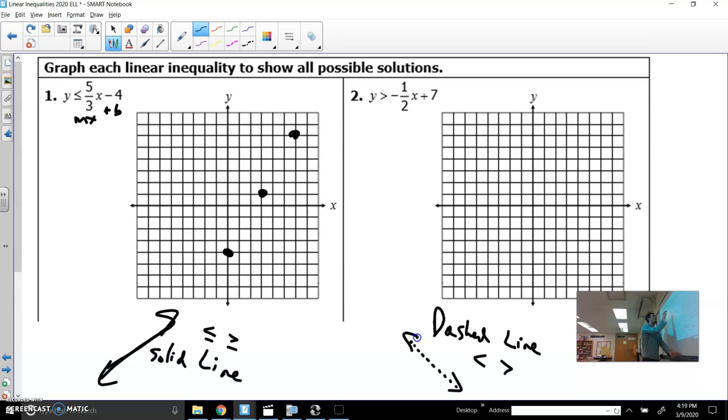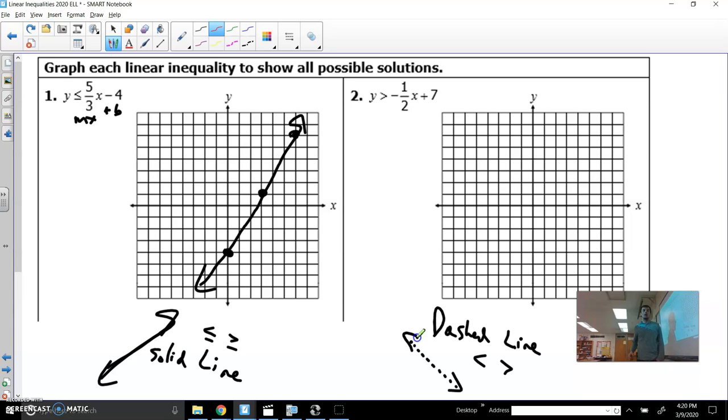And so now I have to think, well, should I draw a solid line through these points or a dashed line? And so because I have that or equal symbol here, that little line that gives me permission for the values to be equal on both sides, I want to use a solid line for that graph.